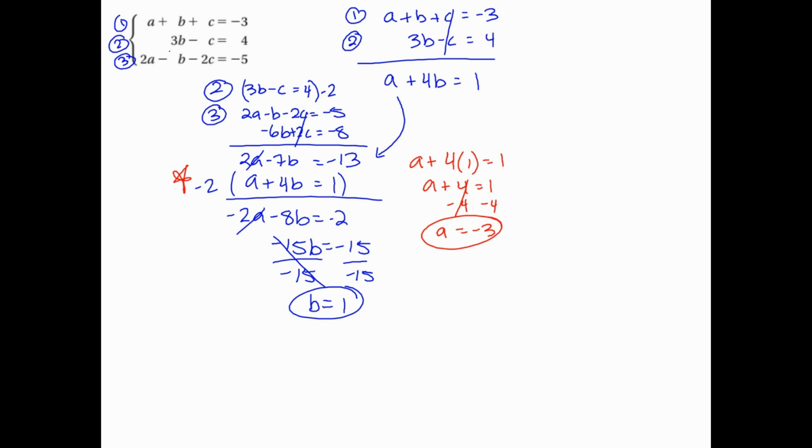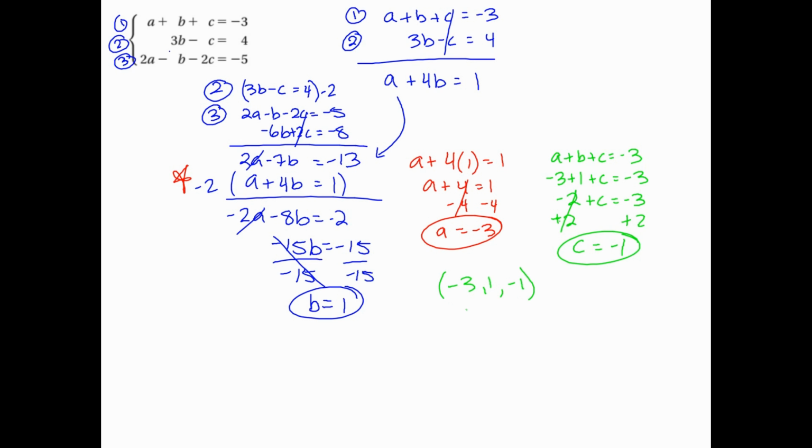So you can plug it into any equation, any which way. I'm just going to plug it into equation number 1, and I'm going to have A plus B plus C equals -3. We know A is -3. We know B is 1. So we're looking for C. Negative 3 plus 1 is negative 2. And then we're going to add 2 to both sides. And we're going to get C equals negative 1. So always go back and check your answer. I'm just going to write down my ordered triple. So negative 3, comma 1, comma negative 1.